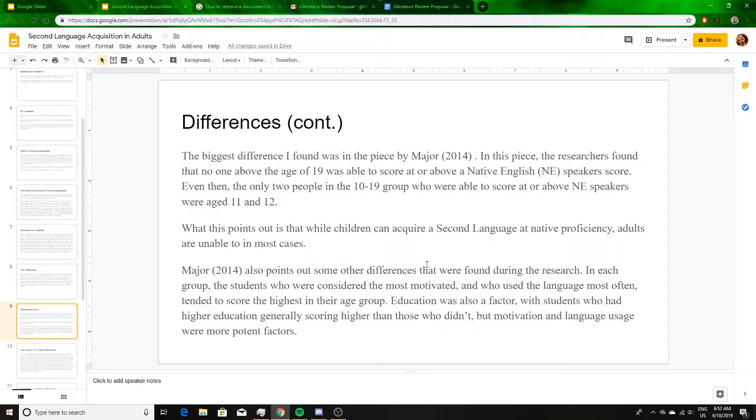The other difference that Major points out is that the students who were considered the most motivated and who used the second language the most often tended to score the highest in their age group. Even above education, while students who did have a higher education did tend to score higher, students who were motivated and who used the L2 the most often tended to score the highest within their age group, all other factors aside.